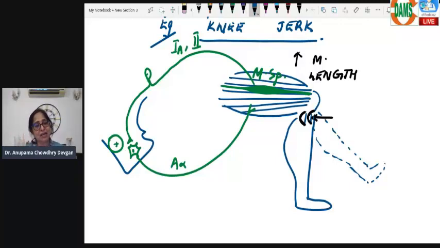A gamma का significance क्या था? A gamma की activity जब बढ़ती है तो spindle stimulate होता है.